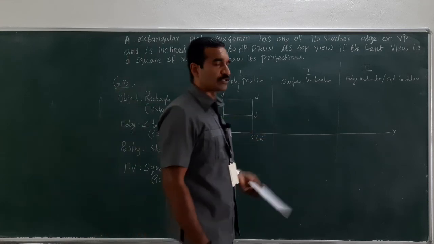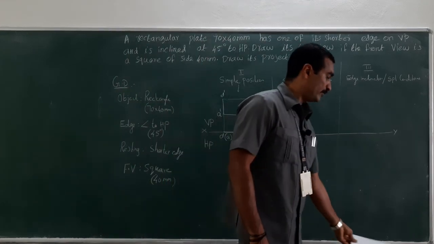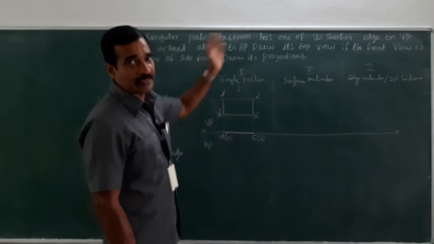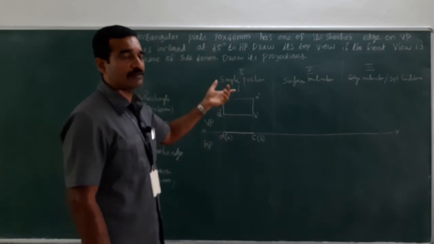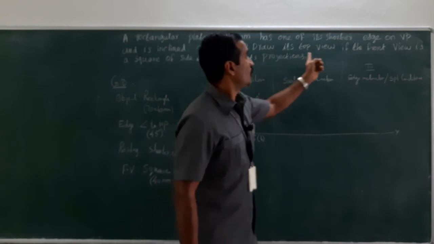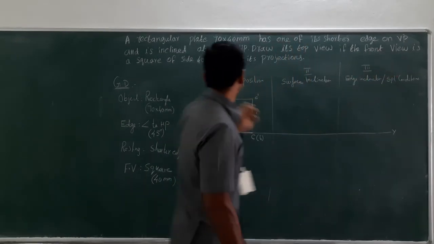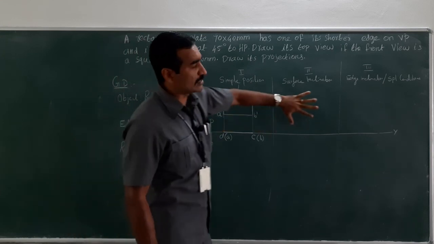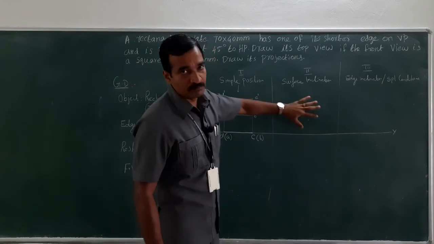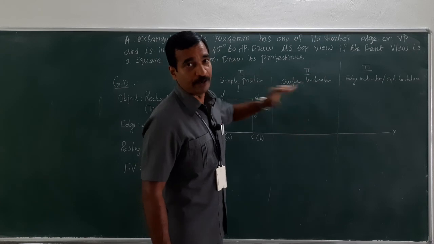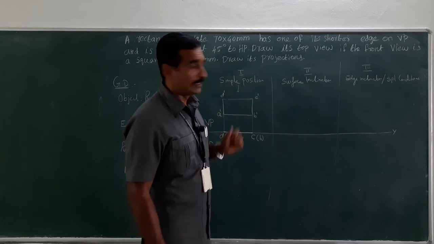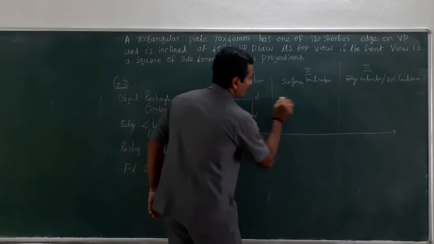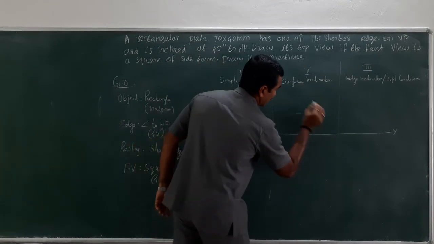Next, this belongs to surface inclination, isn't it? Surface inclination, but the surface inclination angle is not given. In place of that, it says that in the top view, the front view is a square of side. So how does it look? This rectangle becomes a square in the front view. Where will you draw the front view? On VP, right? So in that case, you just project these lines, horizontal projectors.